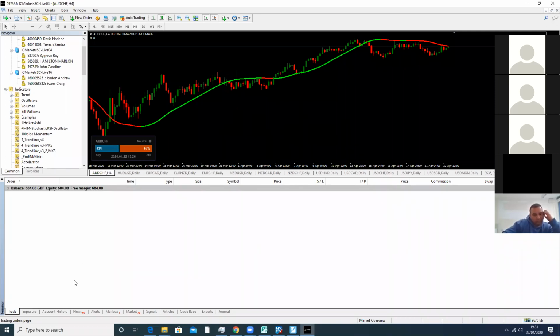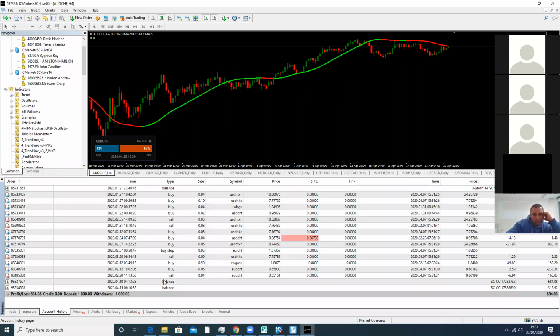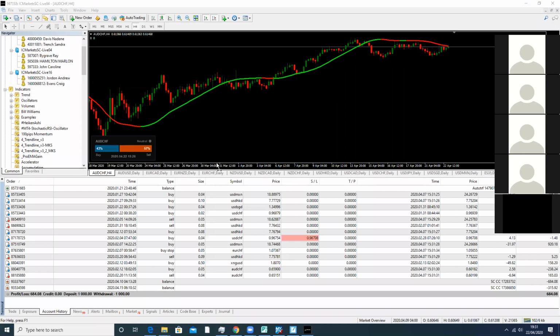Okay, so guys, look at this now. This is another client, and this client deposited £1,000. This client made £684 on the deposited £1,000. Let's show you some other client accounts as well. This client has now withdrawn.